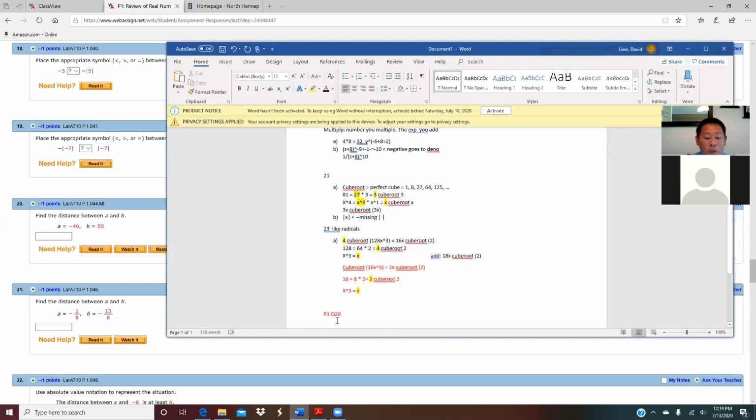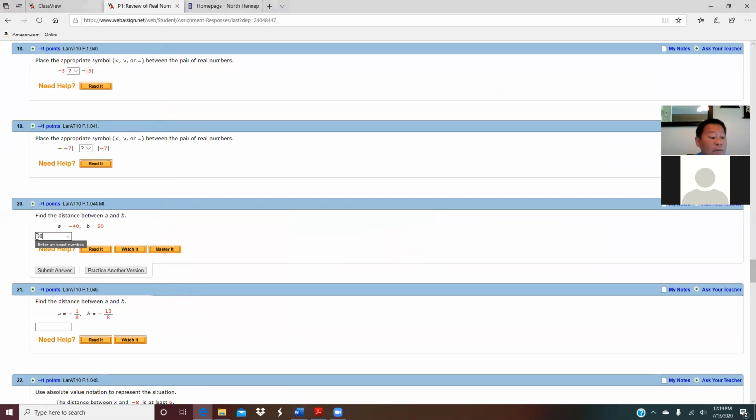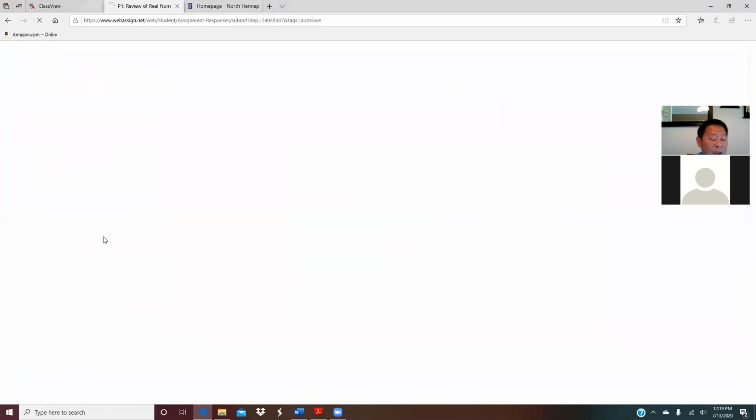In order for you to find the distance between A and B, the formula is b minus a. So if you want to find the distance between a and b, you just take b minus a. In this case, b is given as 50, and you minus your a, which is negative 40. Since you have two negatives, you add. So 50 plus 40, and your answer is 90. This is how you find the distance between a and b.